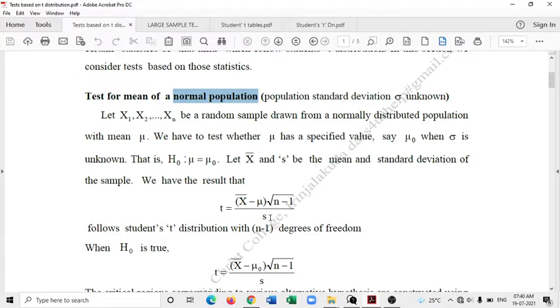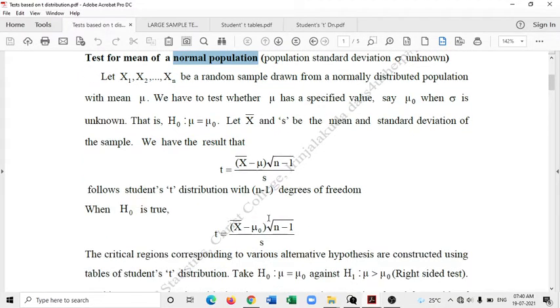Note that here there is no presence of the standard deviation of the population. It is the standard deviation of the sample that is given to us. So when H0 is true, the statistic is x bar minus mu 0 root n minus 1 by s. This is the statistic used for testing whether the mean of a normal population has a specified value when the population standard deviation sigma is unknown and the sample is small in size. Now we can construct the critical region corresponding to various alternative hypotheses.